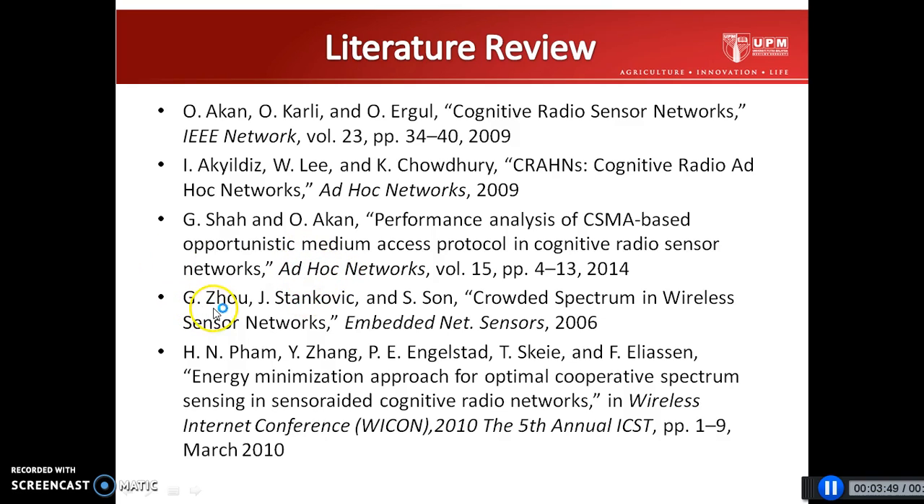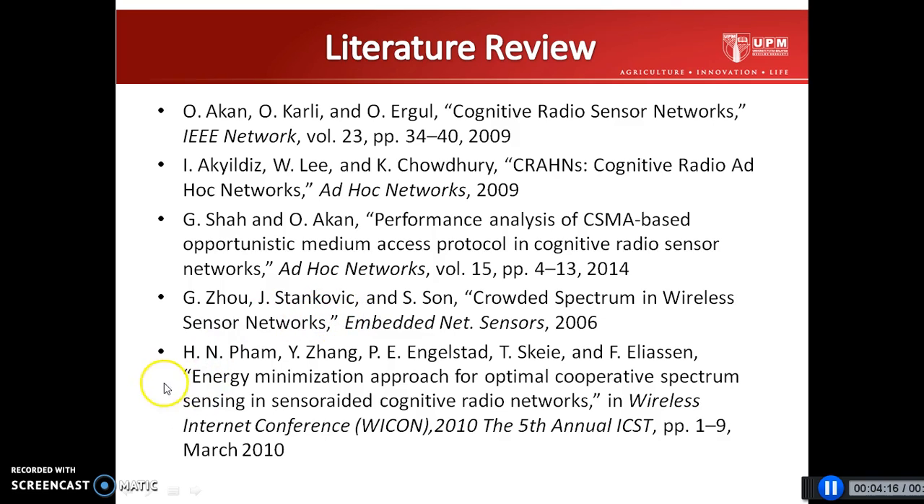So the next one, the fourth, is by Zhao and Sutton on the crowded spectrum in wireless sensor networks. It explains WSN technology, where it uses the free ISM band. The disadvantage of this technology is that it is crowded with many users and has interference with many other technologies such as microwave, Zigbee, Bluetooth, etc.